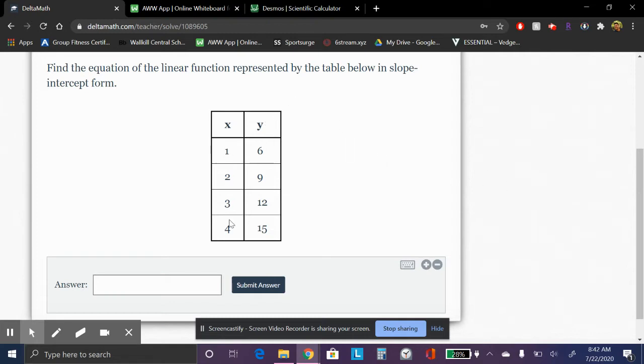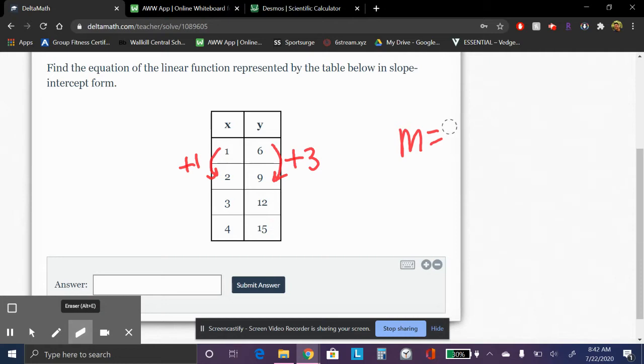Now, this one's lined up vertically as opposed to horizontally, but you're still doing the same thing. You're trying to find the change in y over the change in x. All right, so 6 to 9, you notice it goes up 3. And then up 3 from each of these intervals. And these go up 1. So we know our slope is, excuse me, 3 over 1.